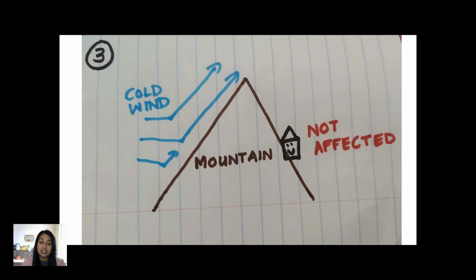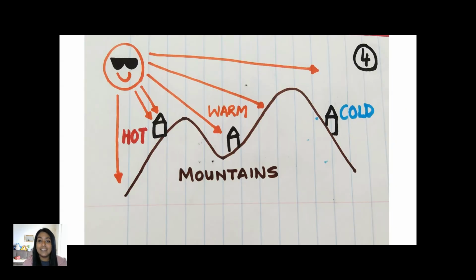Third, we've got blocking. And that's very much as the word says, it blocks the wind. So the cold wind is forced to go over the mountain, and so someone living on the other side of the mountain doesn't have to get that wind. It gets blocked. And then finally, the last one has to do with where on your mountain you are situated.